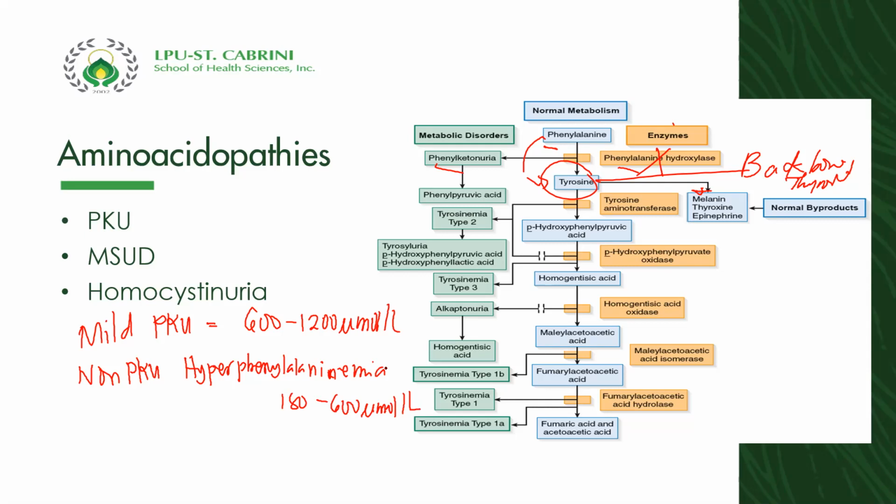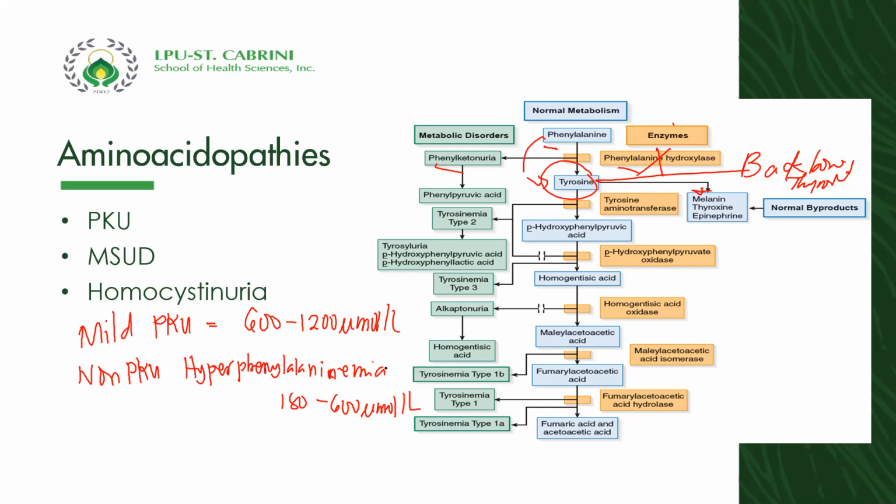Now, how about MSUD? MSUD is a disorder of decarboxylation of keto acids such as your leucine, isoleucine, and valine. Okay? These are the problem in MSUD. Thus, therefore, there is what we call accumulation of keto acids in the blood, in the urine, and even in the CSF that can lead into what we call mental retardation and death in infants.